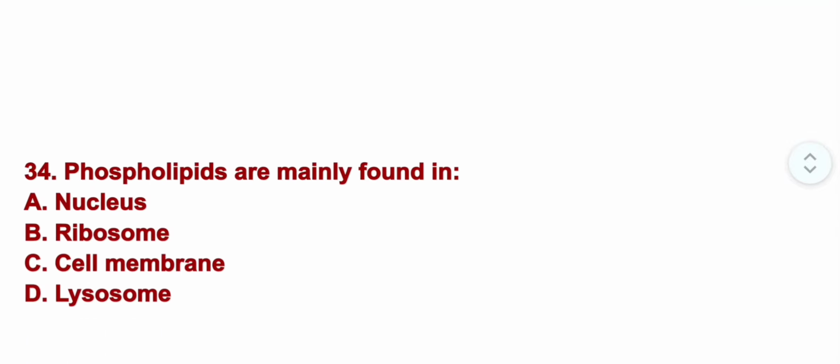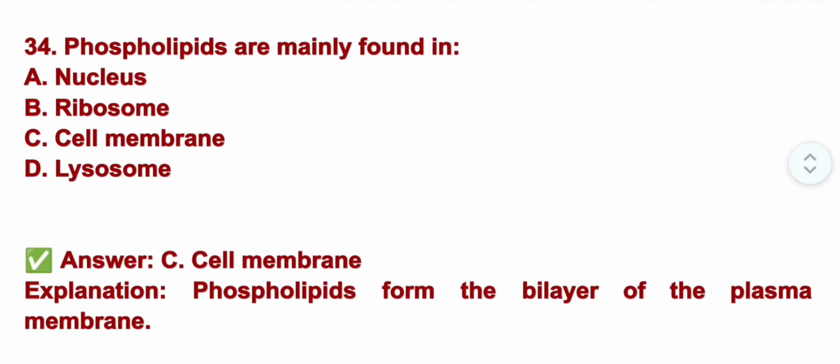Question number 34. Phospholipids are mainly found in? The correct option is option C. Cell membrane. Phospholipids form the bilayer of the plasma membrane or cell membrane.